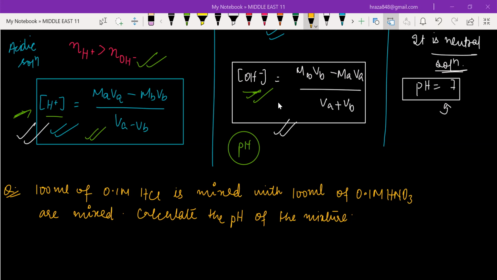So do we have to change the volume to liters? No, because the volume is in the numerator as well as in the denominator, so it will cancel.